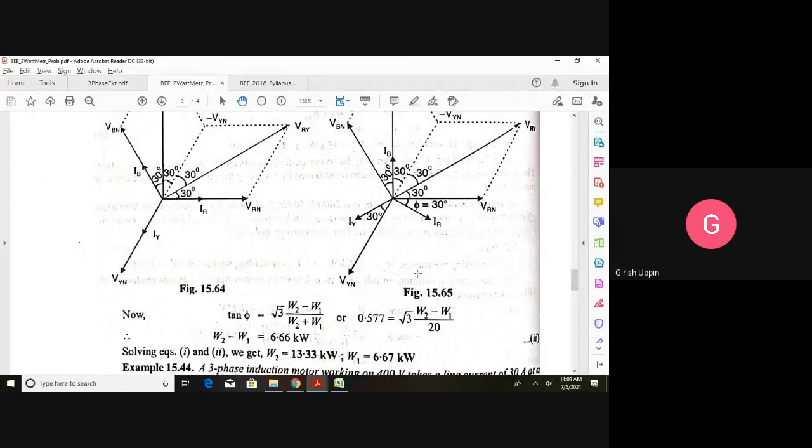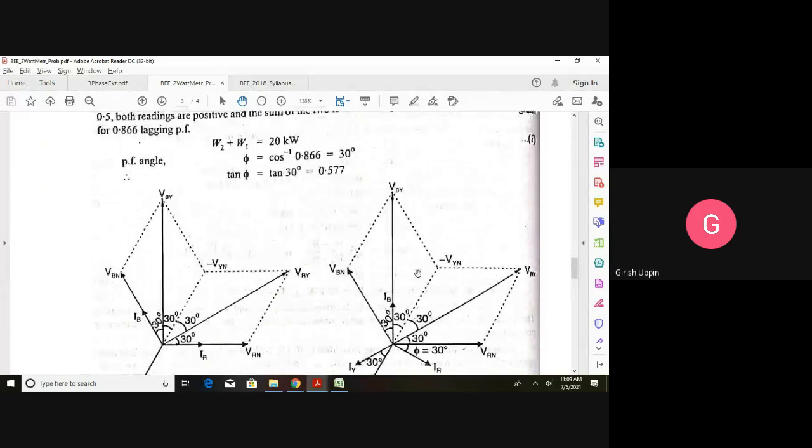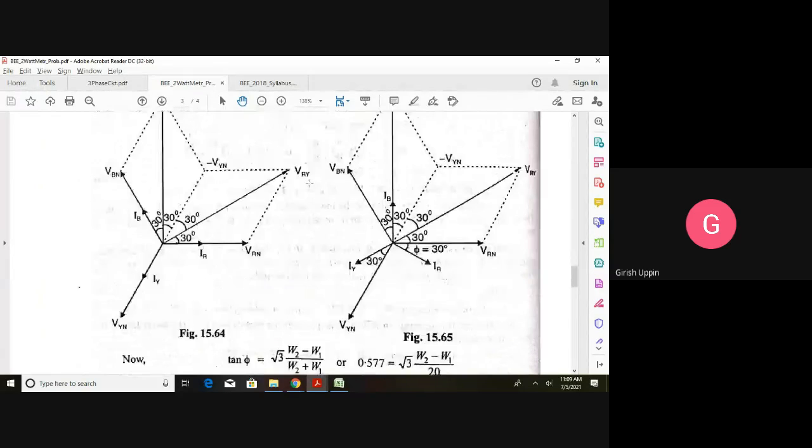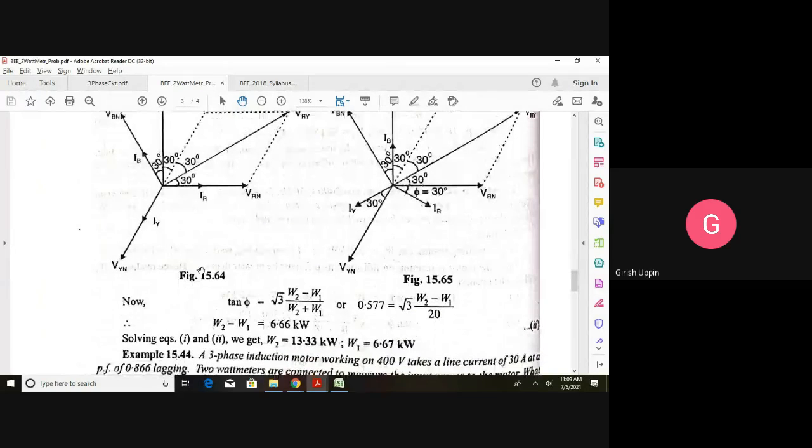So now we have two scenarios here. Already we know W2 plus W1 is 20 kilowatt, and we calculated the angle phi, and using tan phi we have this formula. Using this formula I get W2 minus W1 as 6.66 kilowatt. W2 plus W1 is 20 kilowatt, W2 minus W1 is 6.66 kilowatt. We have two equations and two unknowns. If you solve the two equations, you get W2 as 13.33 kilowatt and W1 as 6.67 kilowatt.